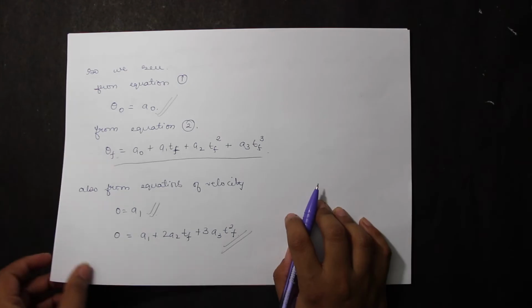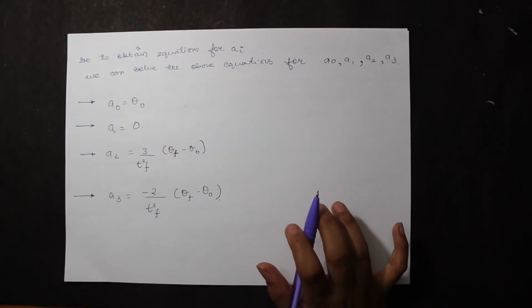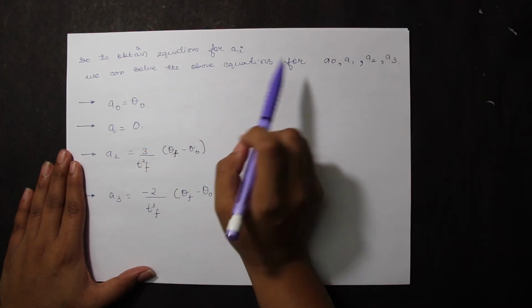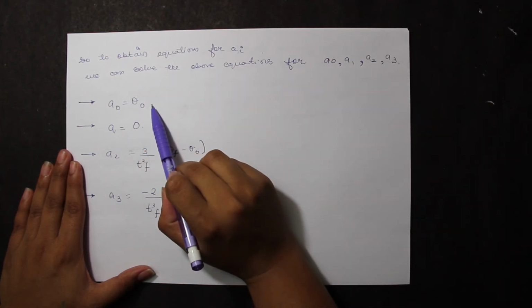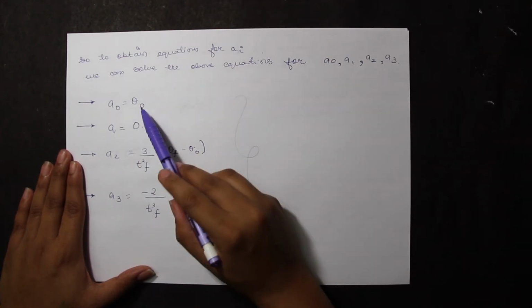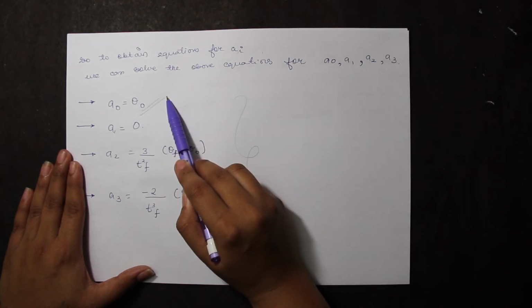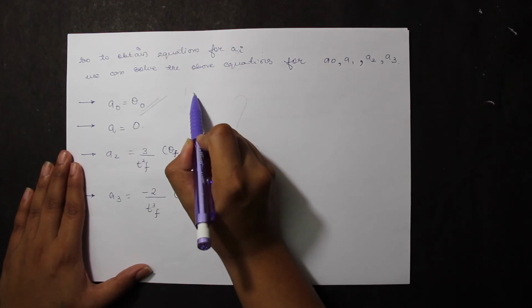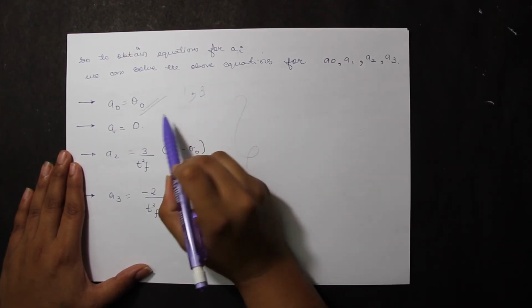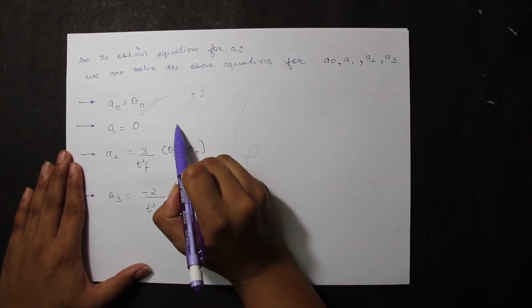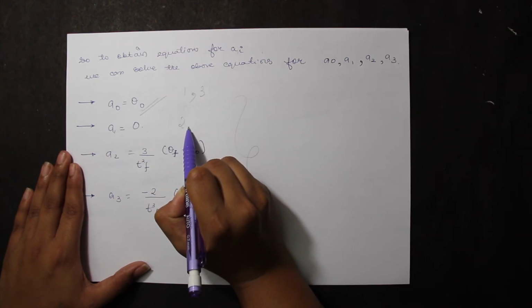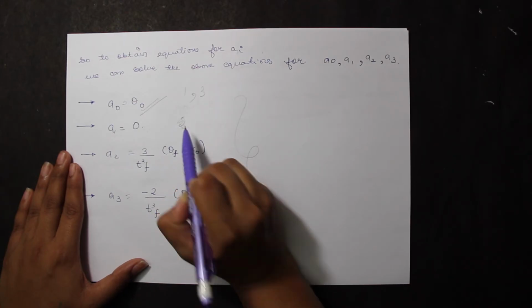Okay, now let's derive further. So to obtain the equations of ai, that is a0, a1, a2, a3, we know the value of a0 is equal to theta naught since we derived it from the first and the third equation. Similarly, we also know the value of a1 equals 0 since we know the velocity at the final position and the initial position is 0, and I just explained this two minutes back.